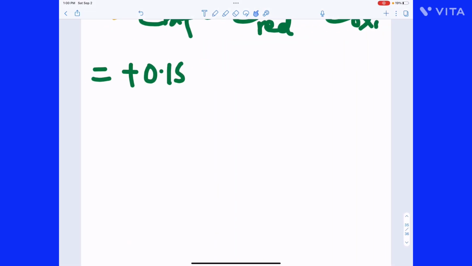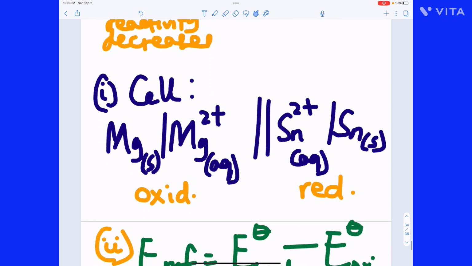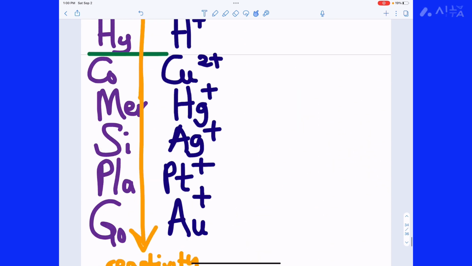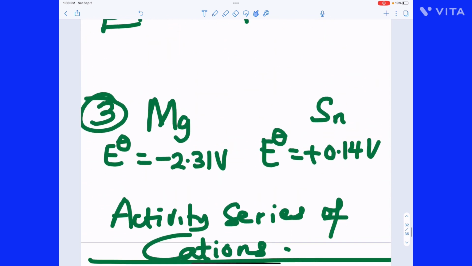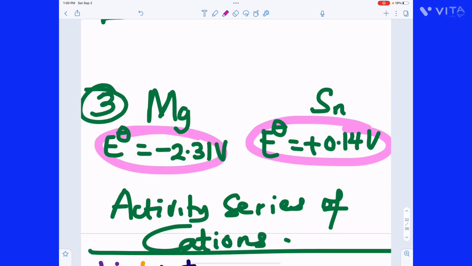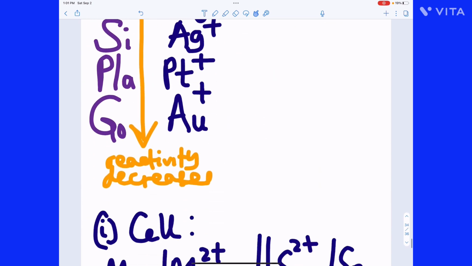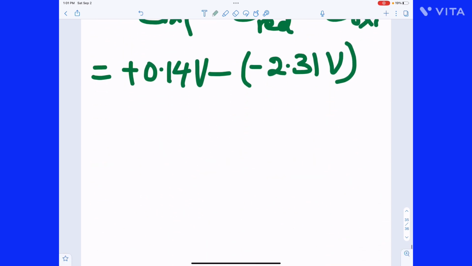Okay, I don't even need to come to the table. We've been given it in the question. Sorry, I forgot to use that. The standard electrode potential of tin is plus 0.14 volt, and that of magnesium is minus 2.31 volts. So we just keep to what we have been given. It's up here in the question. We just use what we have, because you will not have tables in all exams. So you use what you are given in the question.